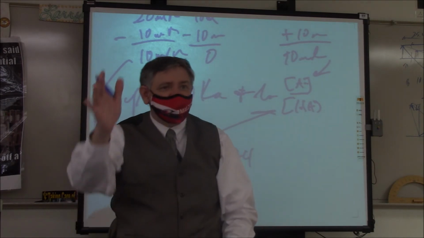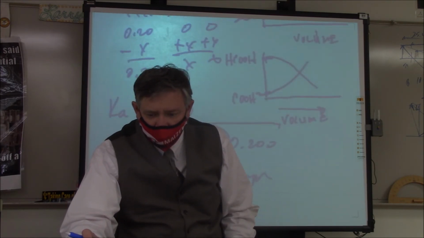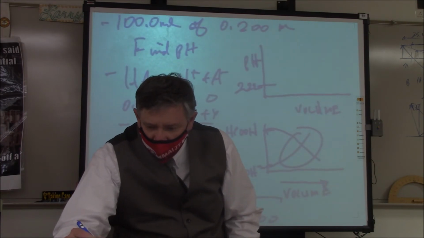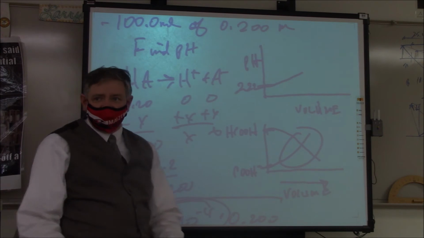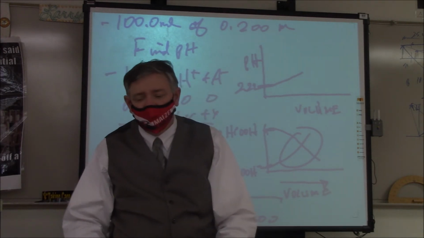Half neutralized, pH equals my pKa, right? So at this point, I am half neutralized. At this point, my pH curve has climbed up to 3.74. Okay? Boom, we got it. We're good.